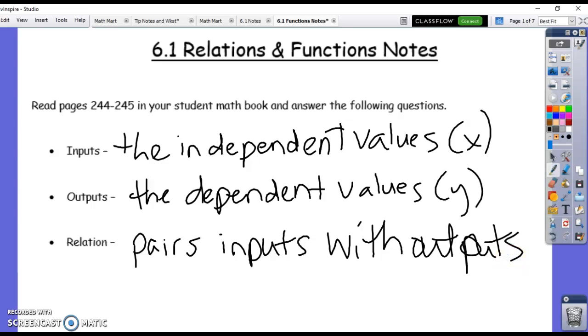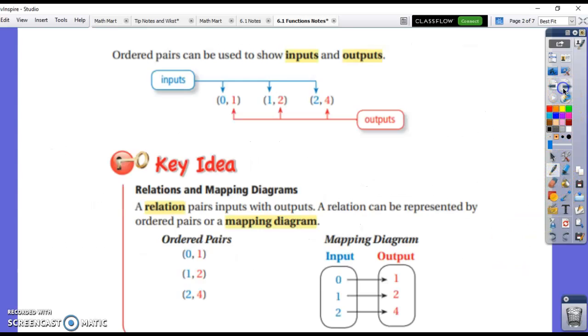Okay? Awesome. So let's take a look at some key ideas. Ordered pairs can be used to show inputs and outputs. And like I said, your inputs are always listed first, like your x values. Your outputs are always listed second, like your y values. Again, a relation pairs your inputs with your outputs. A relation can be represented by an ordered pair or by a mapping diagram.